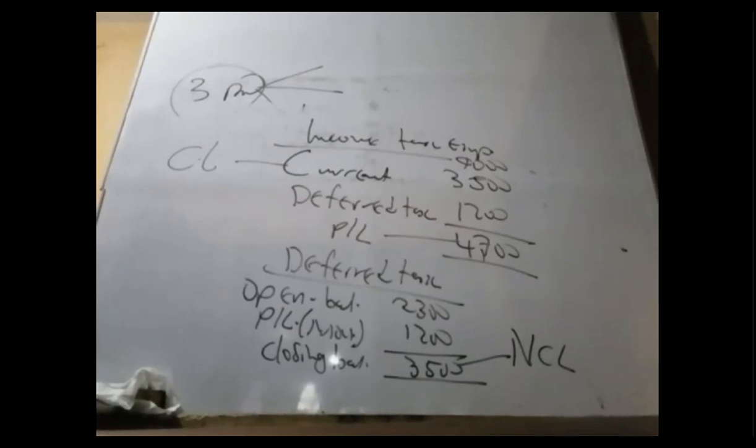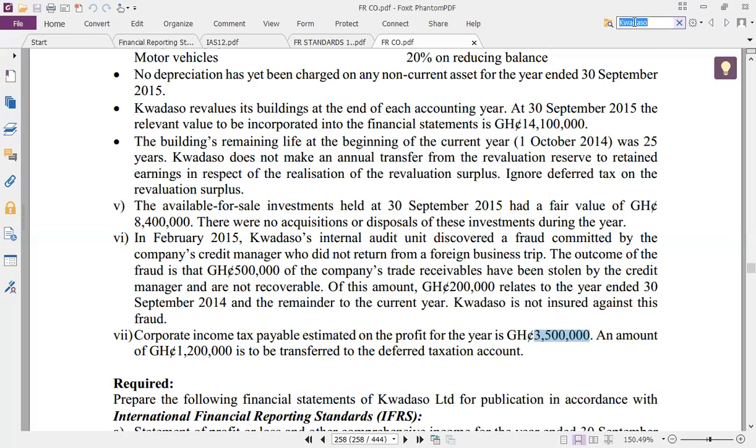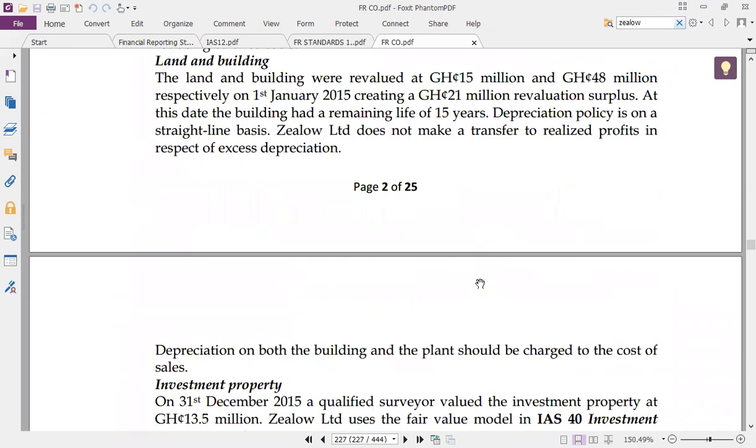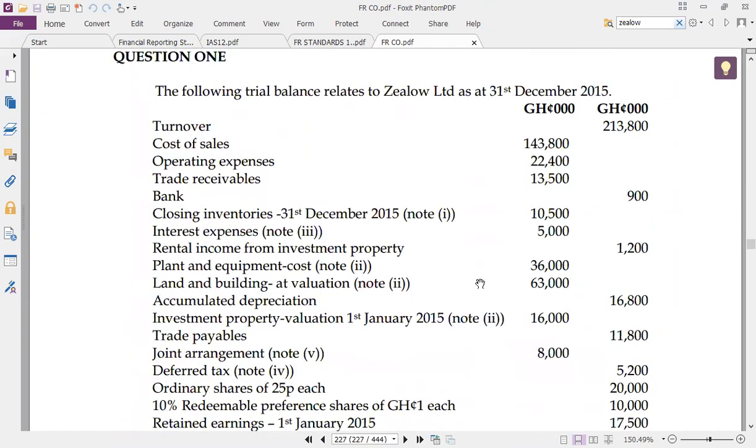Now the next question. I'm scanning through 3 random exam past questions. Okay, so the next one I'll look at, we call it Zillow. Zillow Limited. Good. So Zillow. 3 random. For me, I'll go to Bix. So let's scan to the trial balance first and see what is in there.